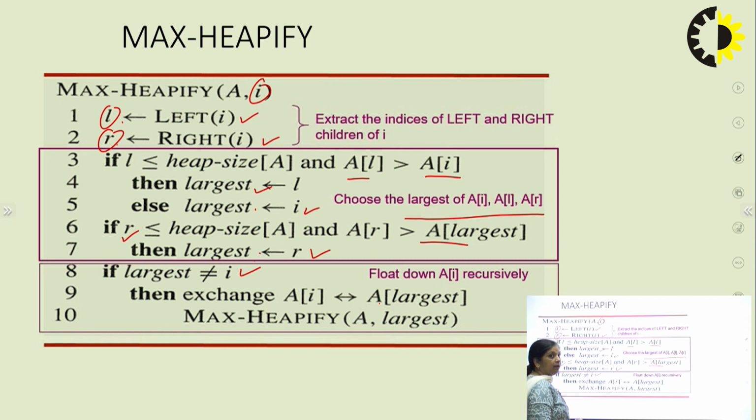It will be either I or L or R. So if it is not I, then it will be either L or R. So we will exchange. Now after exchanging, it may be the case that the lower level is not fulfilling the max heap property. So for that we will call max heapify for this value, which we have taken at last. That was largest. It may be left or right as we have calculated here.